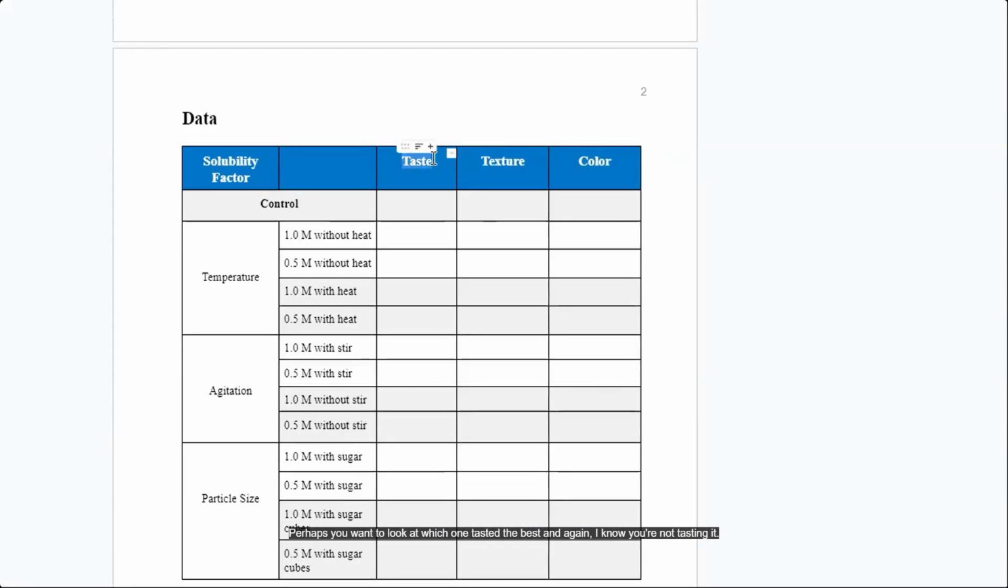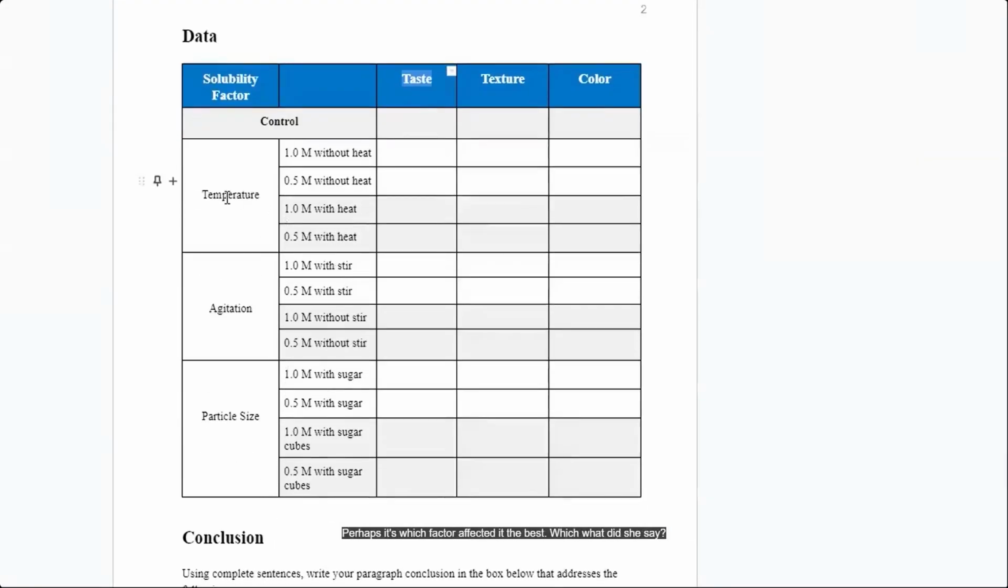And again, I know you're not tasting it. You can go back on what she says in the video. All right, which molarity was the best? Perhaps it's which factor affected it the best. Which one did she say tasted the best? Was it the 1.0 molarity or was it the 0.5 molarity? And then which solubility factor?